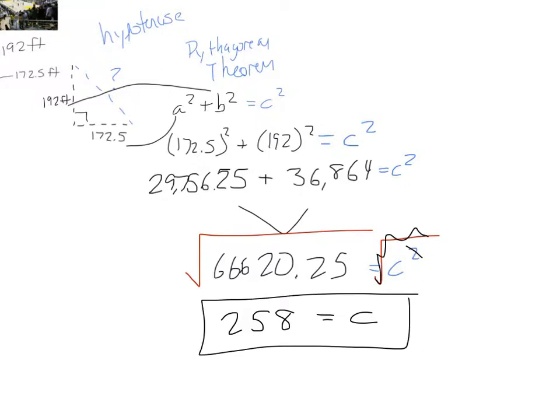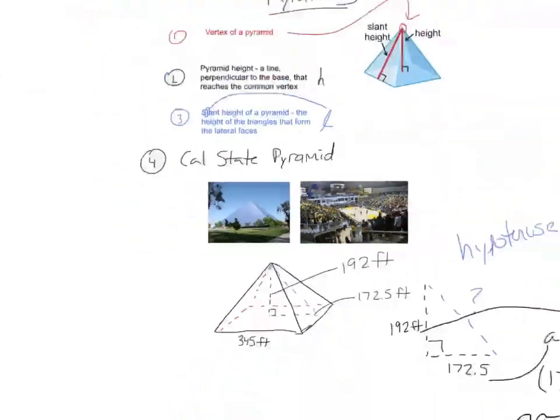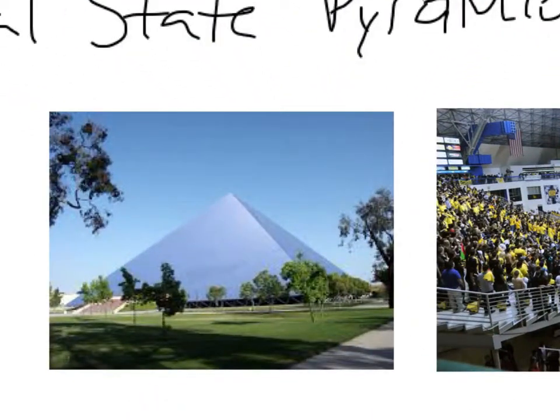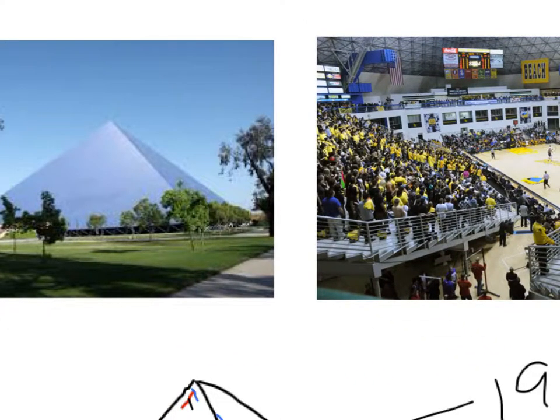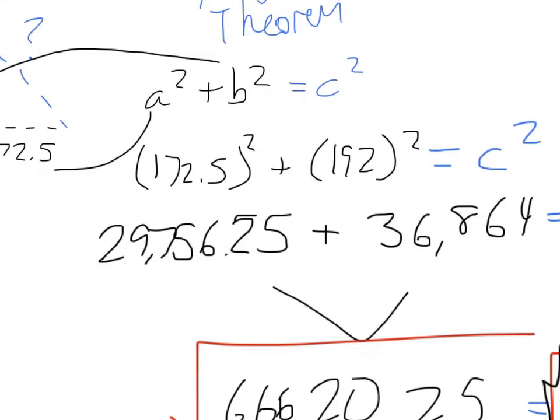So we have just found that if you were to go to the pyramid and were to start perfectly in the center of one of the sides and run or climb or walk up the top, it would be approximately 258 feet. Right there.